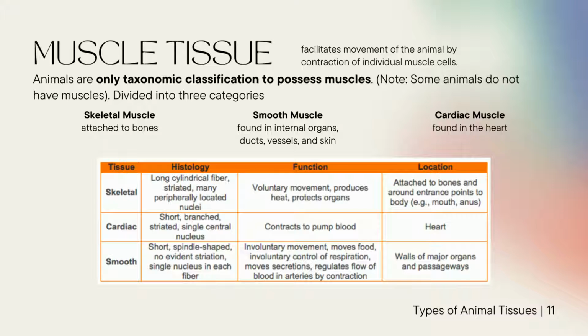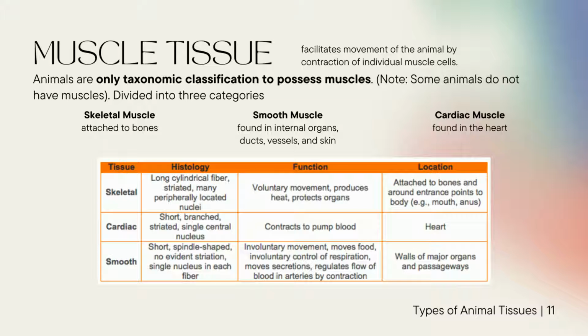Cardiac tissue or cardiac muscle is short, branched, striated, with a single central nucleus. So it is also striated because of the tight junctions that it possesses, which are called intercalated discs. Their single nucleus is found in the center of the muscle cells in the cardiac tissue. The function of the cardiac muscle tissue is to contract to pump blood. So it contracts in order to pump blood throughout our heart and throughout our body. It is located in our heart.